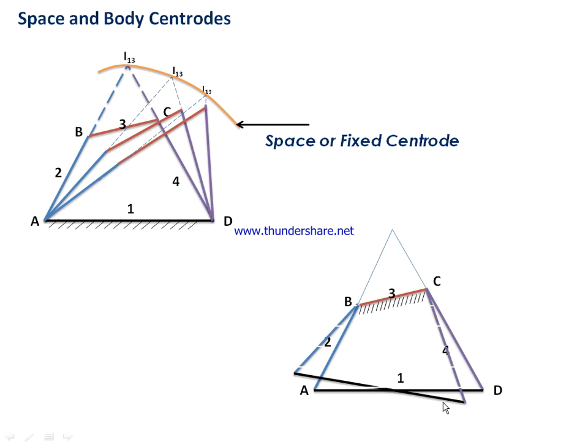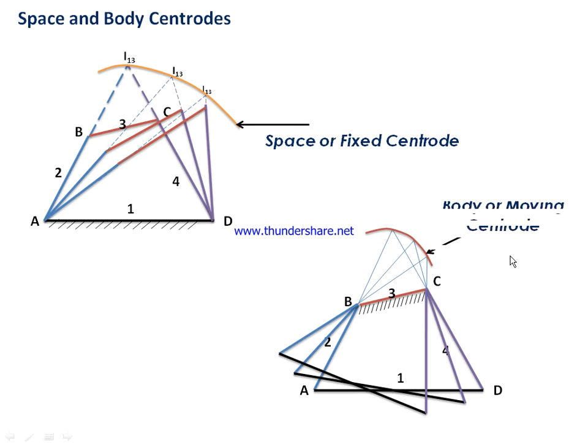Again, say link 1 moves to this position, and this is the new instantaneous center of rotation of link 1 with respect to link 3. Similarly, for this position of link 1, this is the instantaneous center of rotation of link 1 with respect to link 3. Now if you join all these centers, what you get is called the body or the moving centroid. It is the locus of the instantaneous center with respect to the body itself.